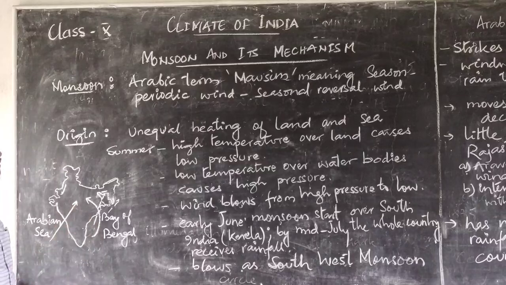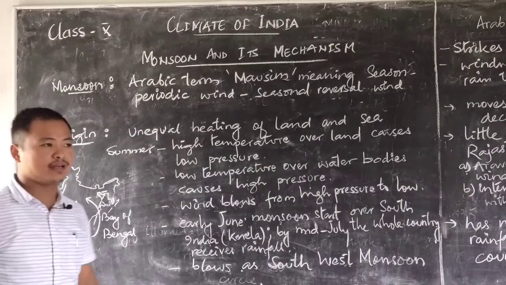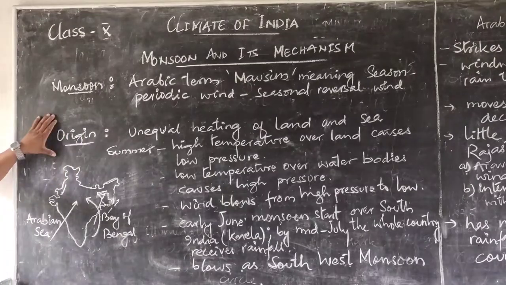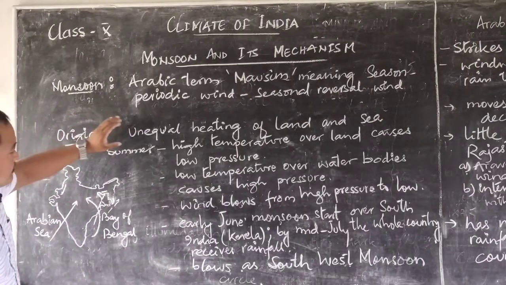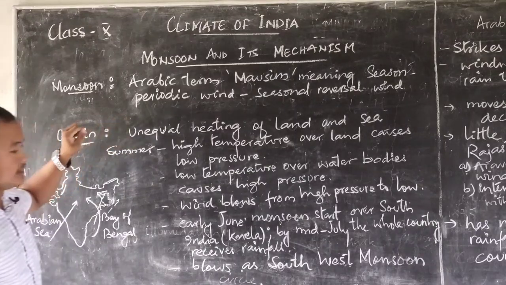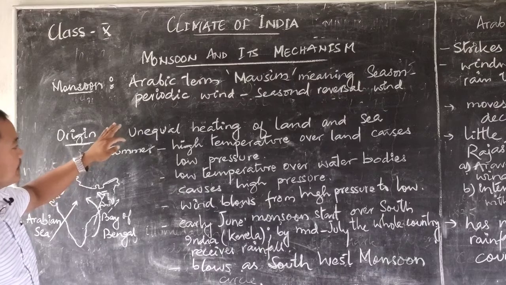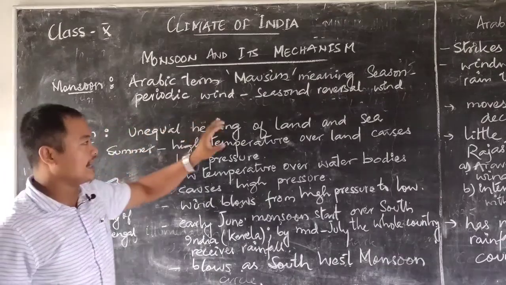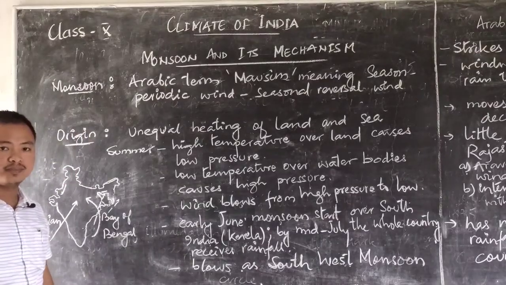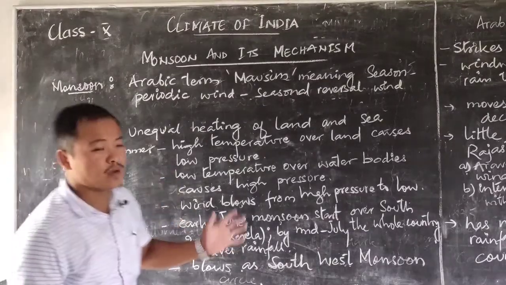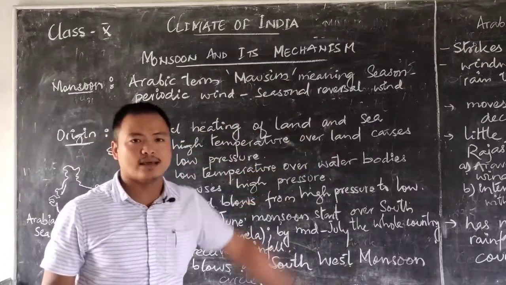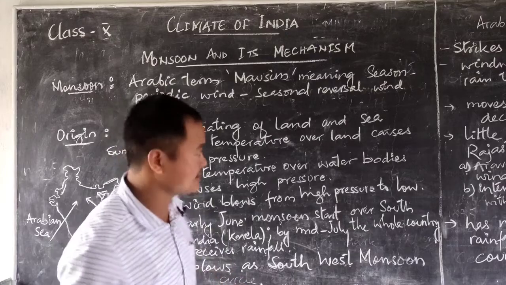So now let us talk about how the wind is formed and how it affects India. So first talking about origin. When we talk about origin of the monsoon, it is because of unequal heating of land and sea, or you can say water bodies. The reason why monsoon originates is because of unequal heating of land and sea. Now let us elaborate what it is and how it affects.